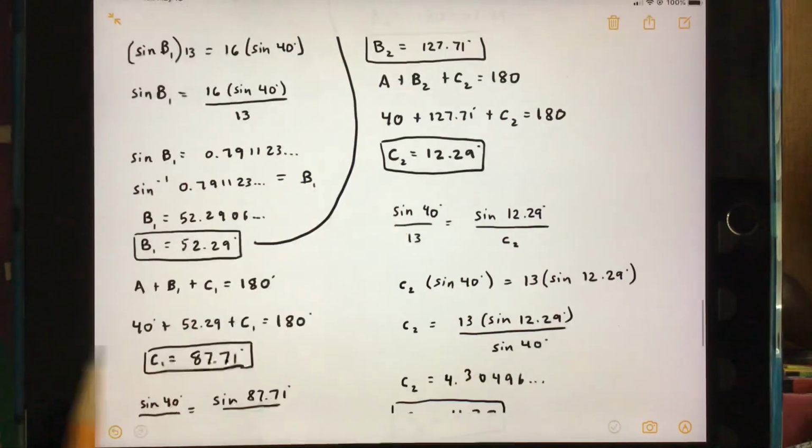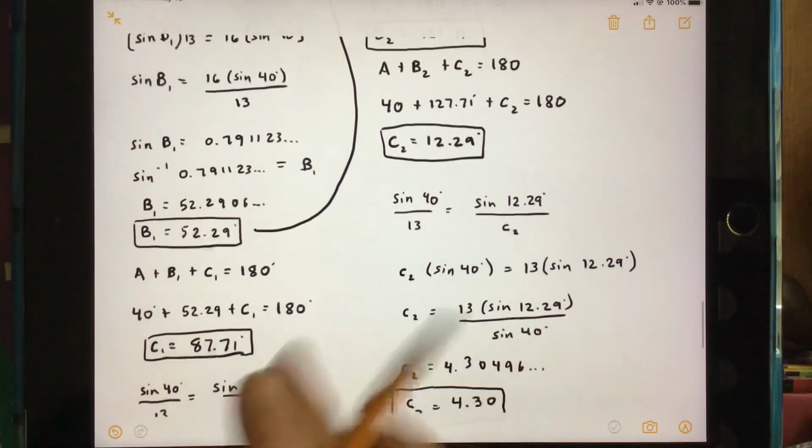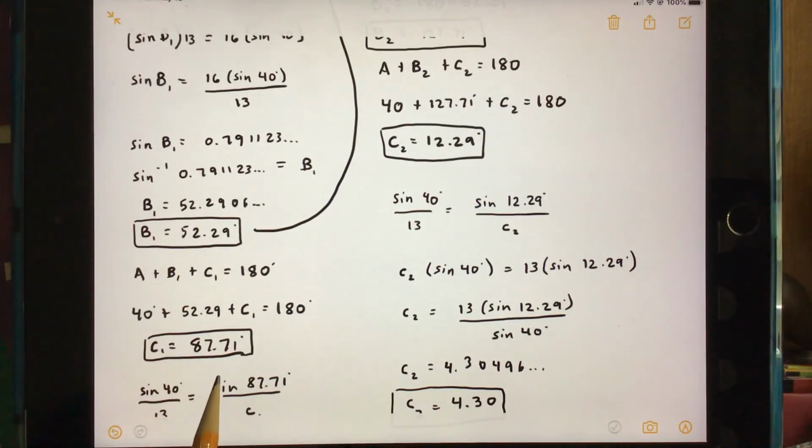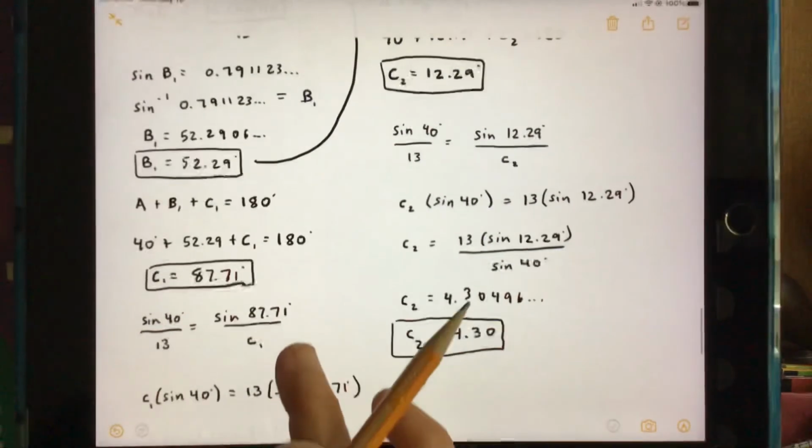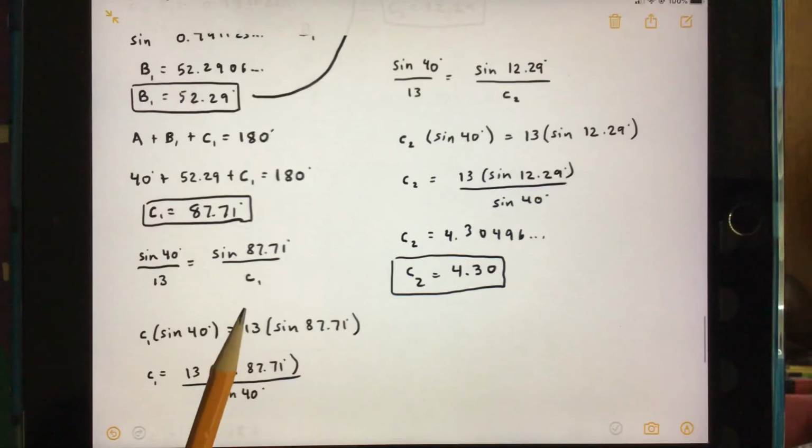So now I find my angle C. All three angles will add to 180. I have two known angles, 40 and 52.29 for my A and B, and I'm going to solve for C, and that's going to give me 87.71 degrees. All right, I know my two angles in my first triangle. And now I'm going to find that unknown C1 length opposite my angle C1.